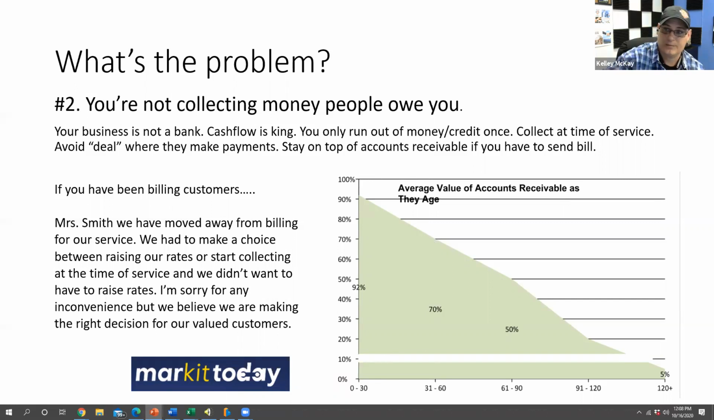So if you invoice somebody for $1,000 and it took them 35 days to pay it, it's only worth to you as a company about 70%. So it's only worth about $700 to you. As this progresses, you get out here to 120 days, it's worth a lot less money to your company. A bird in the hand's worth 2 in the bush.